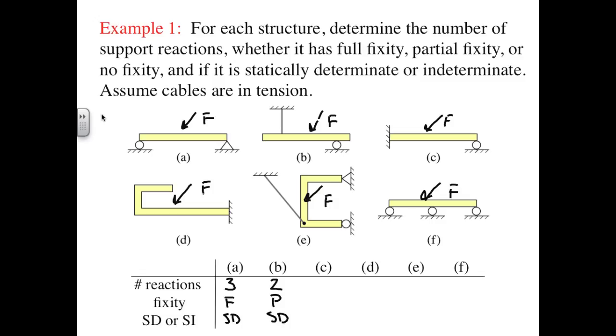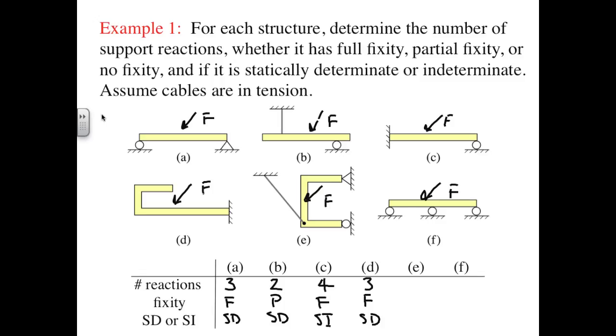In case C, we have a built-in support at left, which gives us 3 reaction components, a roller at right, which gives us an additional 1, so we've got 4 reactions. The body is fully restrained. It can't move. It has full fixity. It's statically indeterminate because we've got one more reaction than we have static equilibrium equations. In case D, we're simply built in at the right. That's going to give us 3 reactions. We have full fixity, and that will be statically determinate.